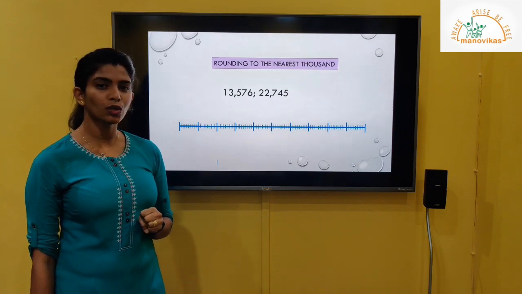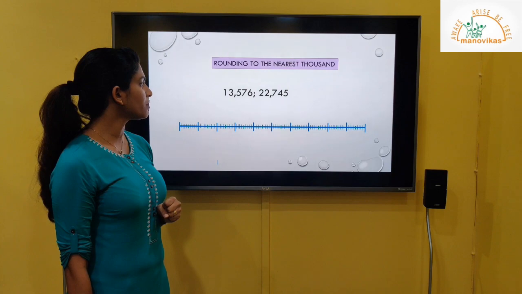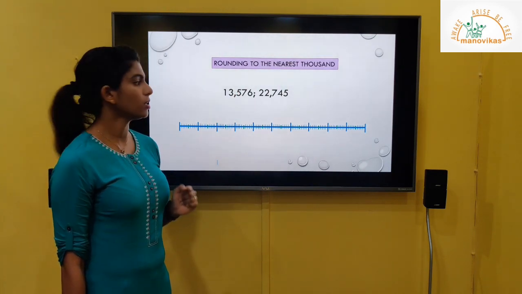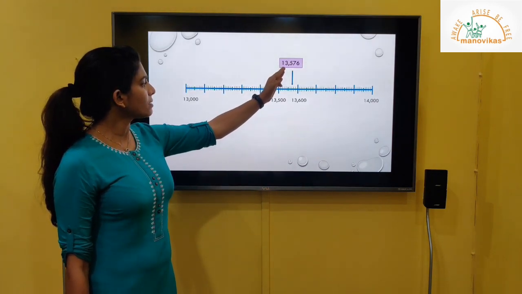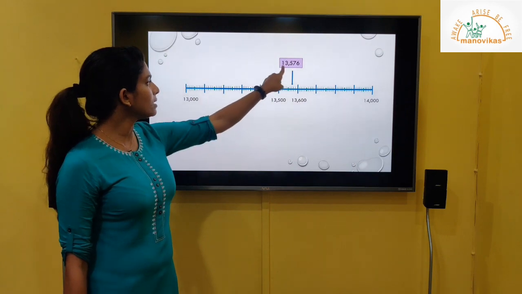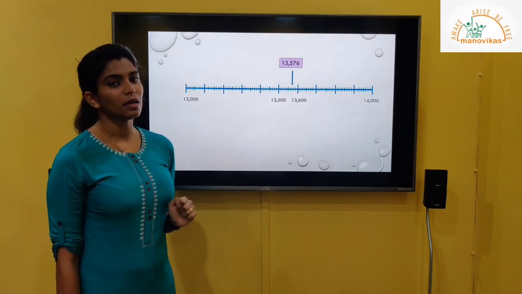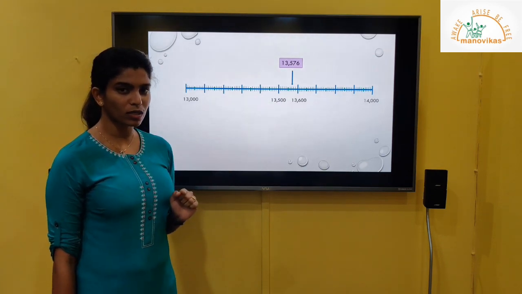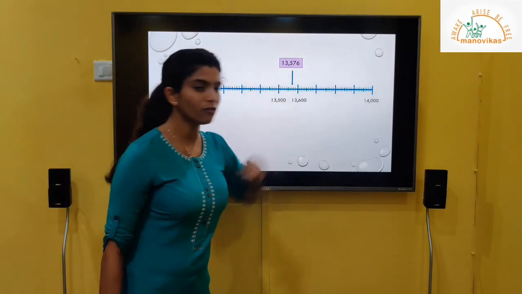Rounding to nearest 1000. Now we will see how to round to nearest 1000. Now nearest 1000 means we have to look at the hundreds place. Correct? Okay. Now we have to mark this number on the number line, that is 13,576. So which are the nearest thousands? So we are looking for the thousands now. Which are the nearest thousands? It can be 13,000 and 14,000.